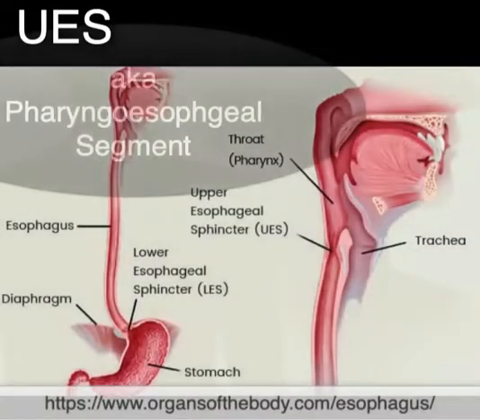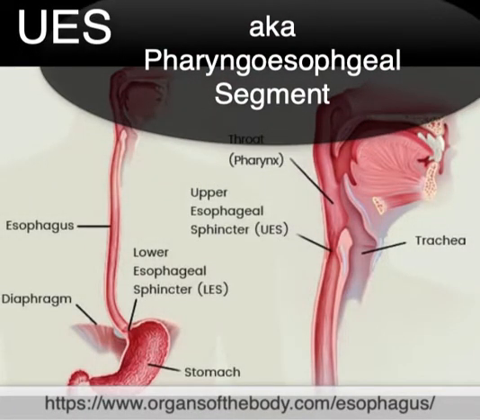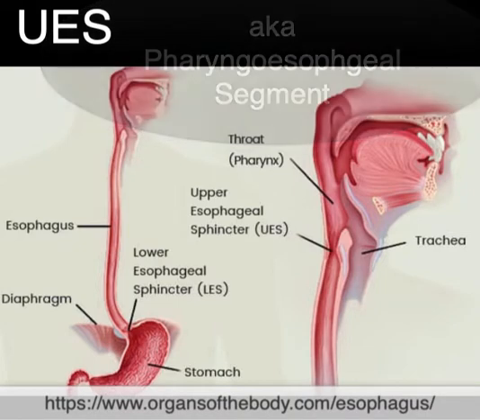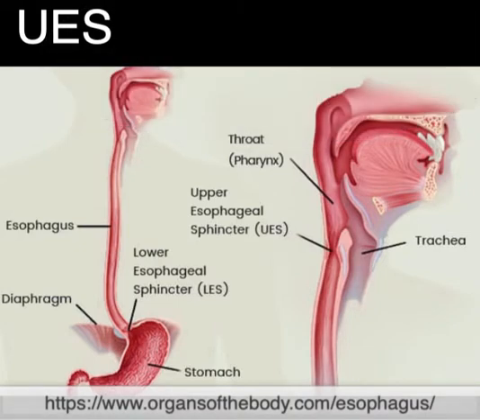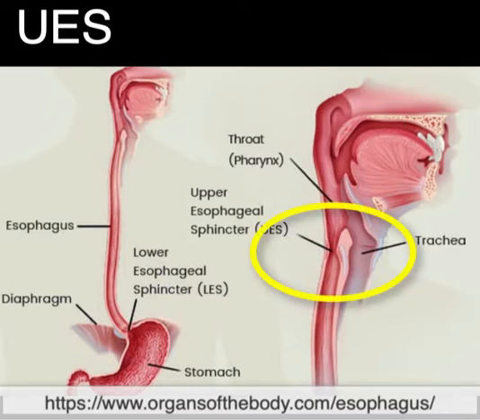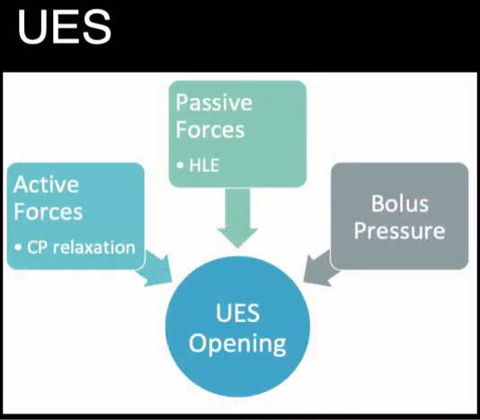The UES, or upper esophageal sphincter, is a tonically active region, which means it stays closed. The UES is located at the bottom of the pharynx and the top of the esophagus, and when opened, it allows passage of a bolus from the pharynx to the esophagus. The opening of the UES during swallow occurs through multiple actions.